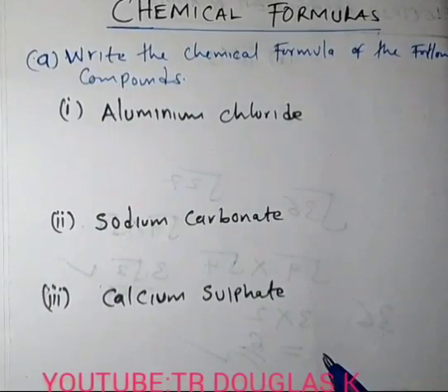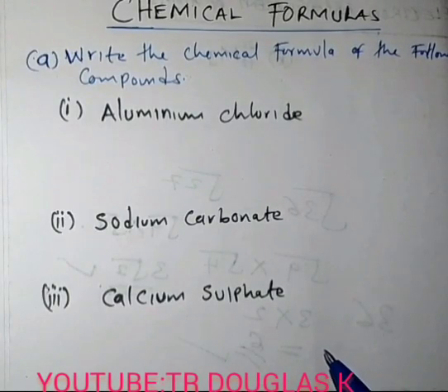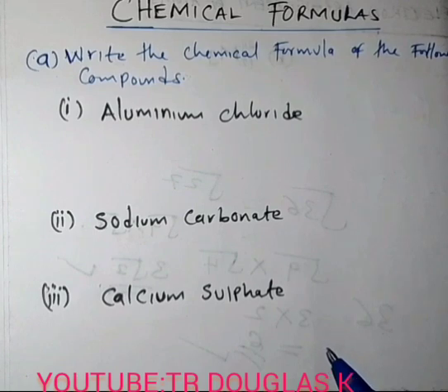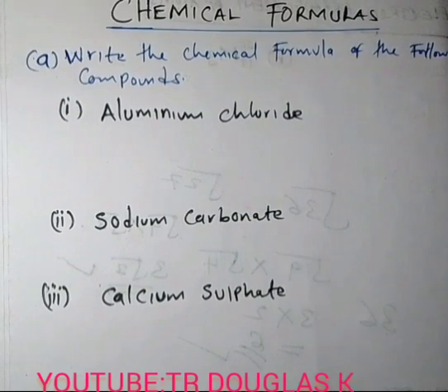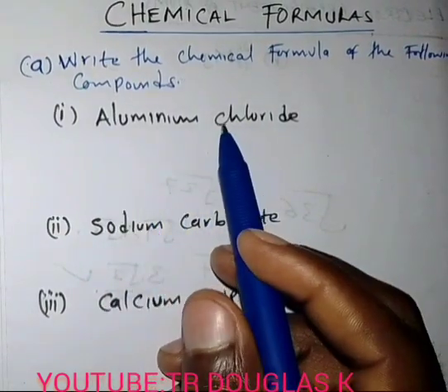So today I want us to look at how to write a correct chemical formula for a given compound. And as a reminder, for you to be able to write a correct chemical formula of a given compound, first of all, you must be able to know the valency number of various elements. You should also be able to know the chemical symbols for various elements. So let us go to the first question that we have here.